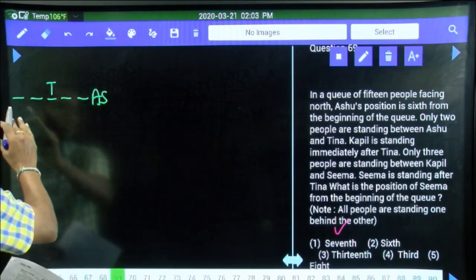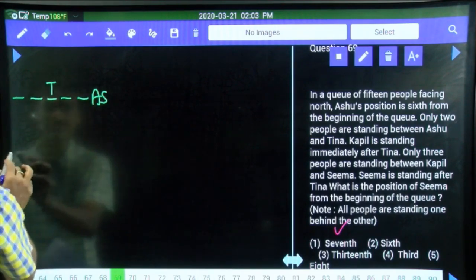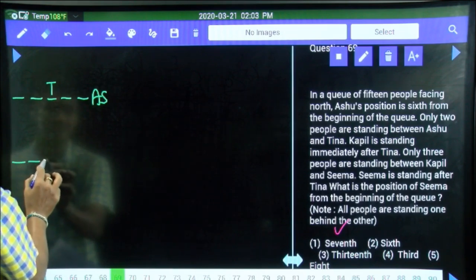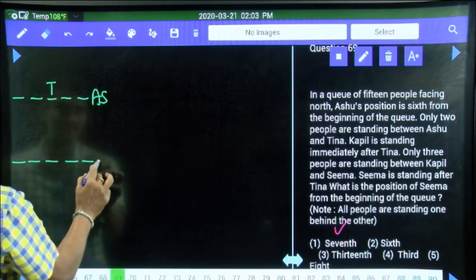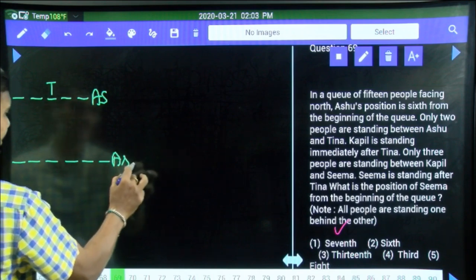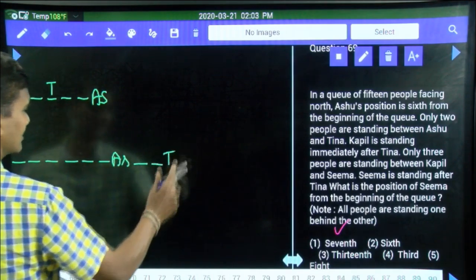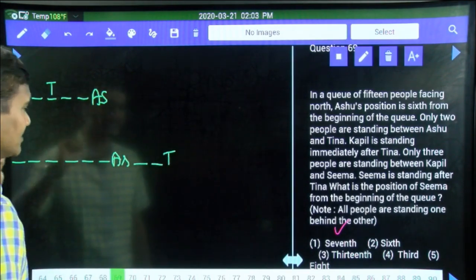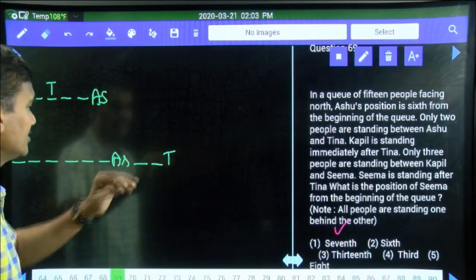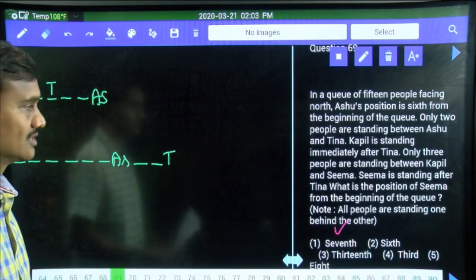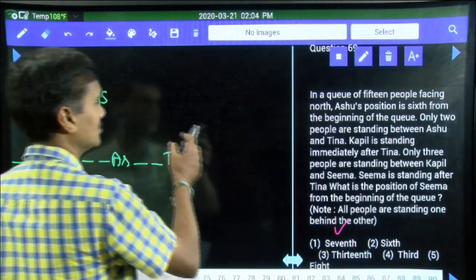Tina can be on the left hand side, or on the right hand side of Ashu. How many possibilities do we have? 1, 2, 3, 4, 5, 6. Ashu is here and 1, 2, Tina can be here. Tina can be the third position from the left hand side or 9th position from the left hand side. There are 2 different possibilities, so we took both.